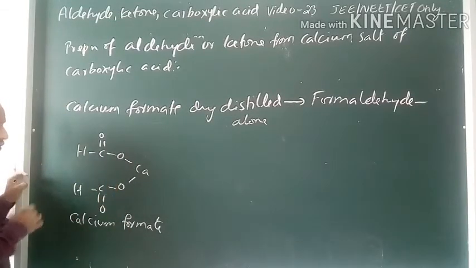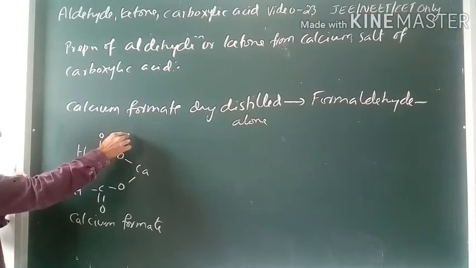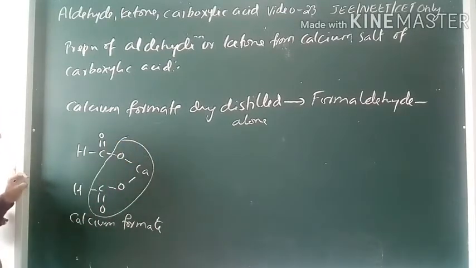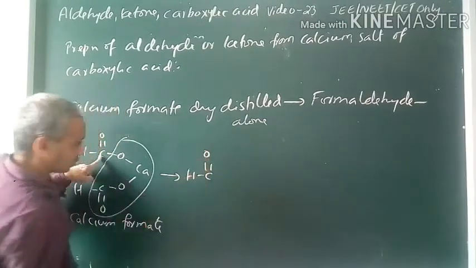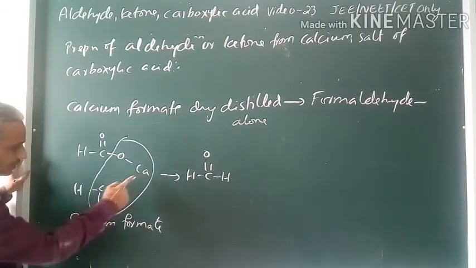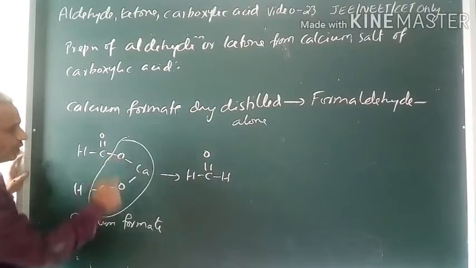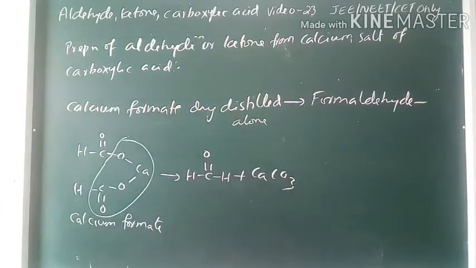So go for the dry distillation. What I am going to get is the removal, so I am going to get HCHO formaldehyde, then CaCO3 calcium carbonate.